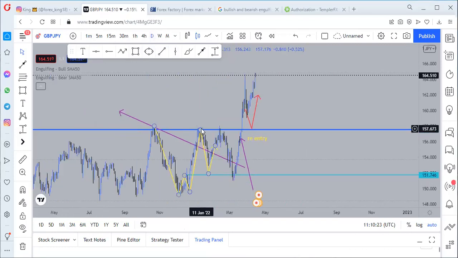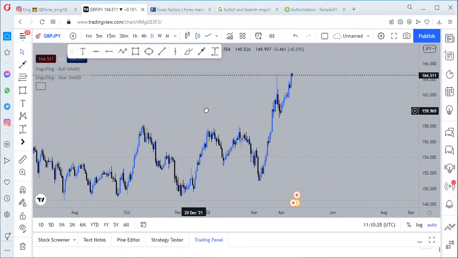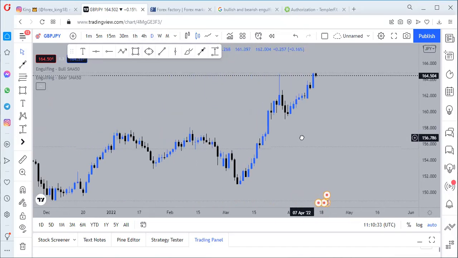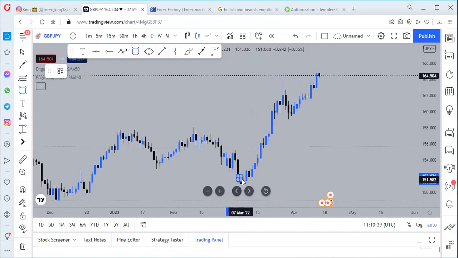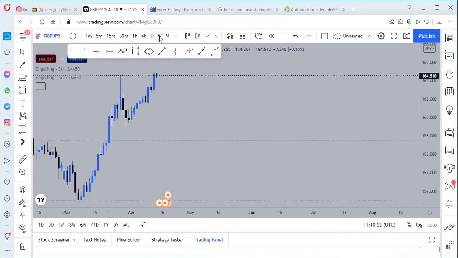On the daily, all this was my setup time, but let me delete. But on the daily, if you look carefully, we have an engulfing here. Okay, we have an engulfing here, and on the side of engulfing, there are two types of engulfing, whereby an engulfing can be either 2 candles or 3 candles.